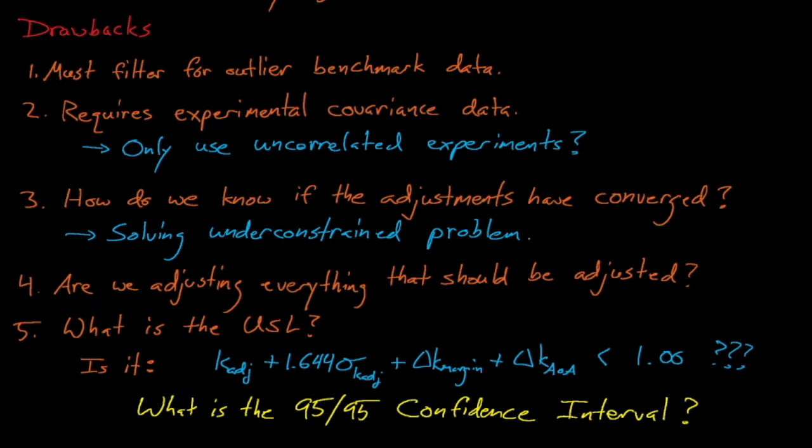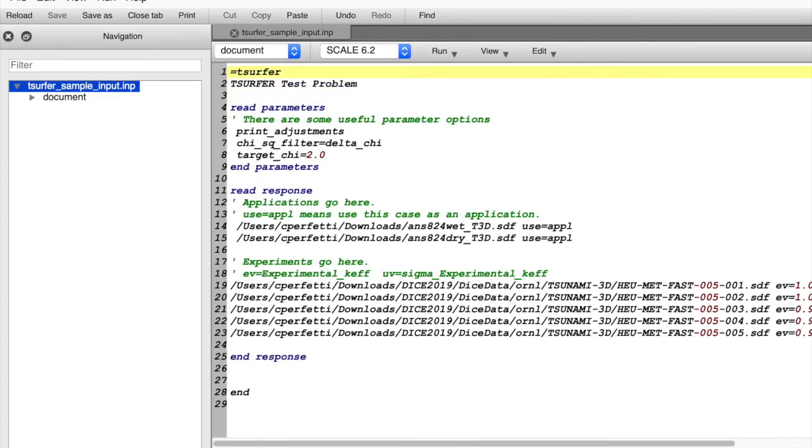We'll close today by walking through a sample TSURFER calculation. Like most SCALE codes, you can generate a TSURFER input and run TSURFER using the Fulcrum GUI, and the first and second lines of the input are just the sequence name and the title of your job.